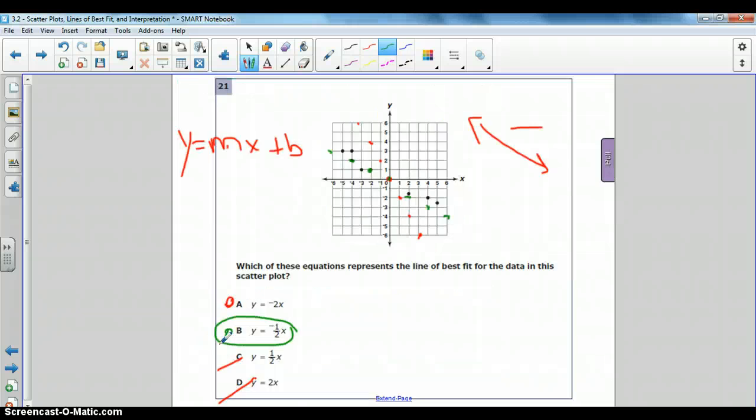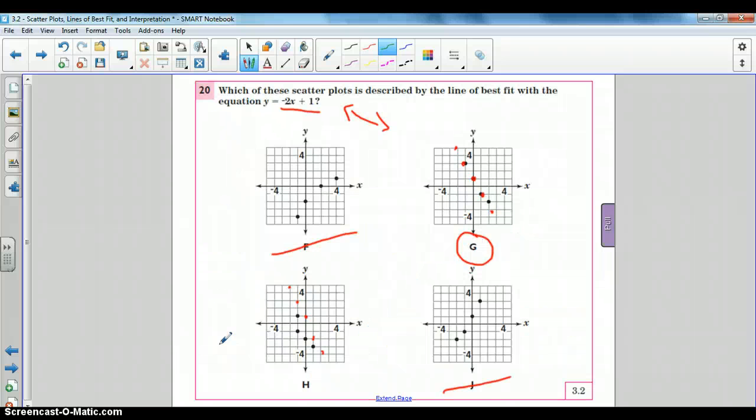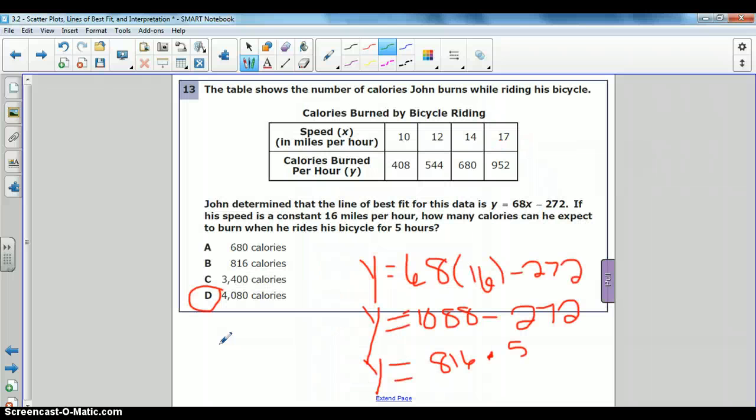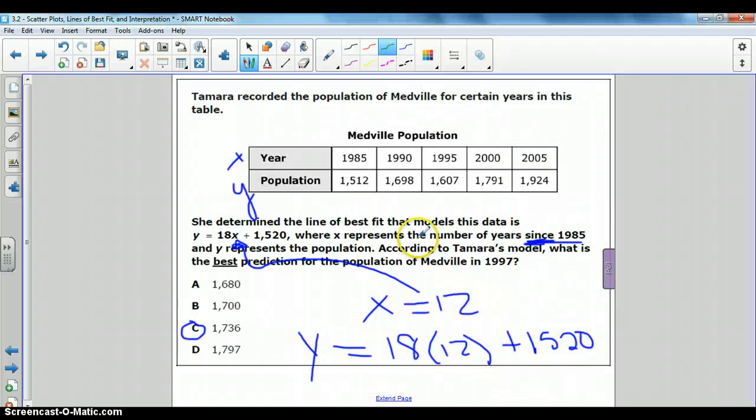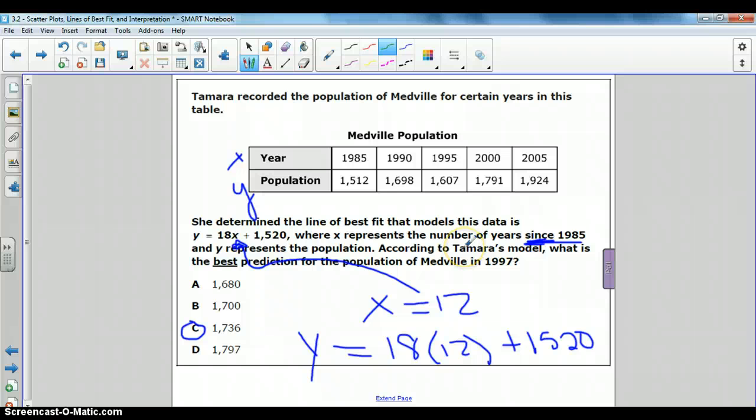Okay, and that's it. So that is scatter plots in a nutshell. Always remember, look at positive and negative to get rid of half of your answers. Line of best fit is just whatever line gets the most amount of points. Make sure you really read questions because this one had 2 parts. And this one you had to really understand it was since 1985. And I think these ones are pretty easy. I think you'll be fine. Let me know if you have questions.